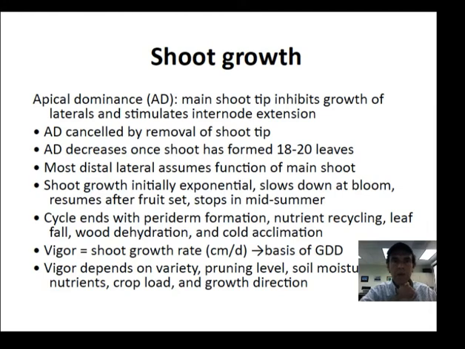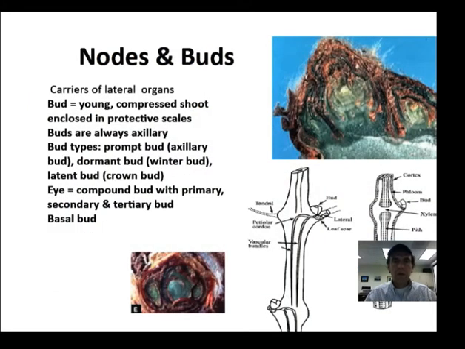The shoot growth is mainly determined by apical dominance, and this is again at the shoot tip. So if we remove the shoot tip, we promote growth of other shoots. In the nodes, which are this thickening here in the shoots, we have the buds, and usually we have 3 buds. The first 2 are fruitful, and the third is just vegetative.